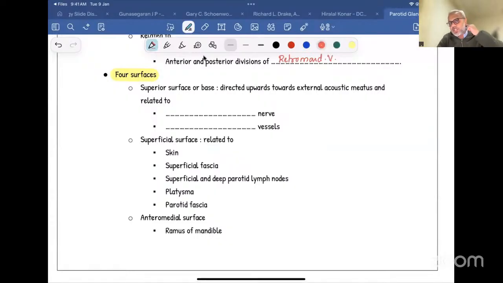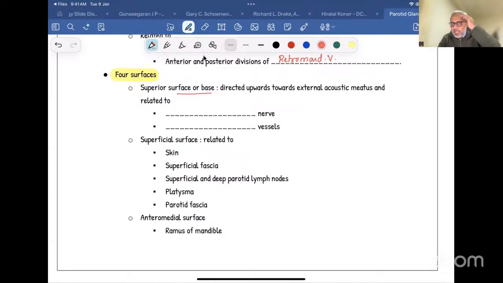Out of the 4 surfaces we have, the superior surface near the external acoustic meatus is what we refer to as the base, which is intimately related to the external acoustic meatus. Now, this surface is also related to a nerve which goes towards the scalp. If you recall the anatomy of the scalp, we have a muscle called occipitofrontalis.